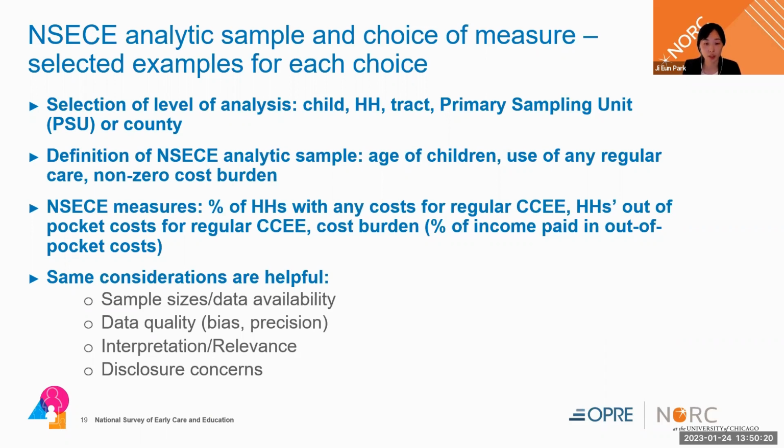Another way to think about cost is to use more of a standardized measure using the household income data. So you could construct a measure such as cost burden, which is percent of income that's in out-of-pocket costs. So that's going to standardize some of the variations of household income.